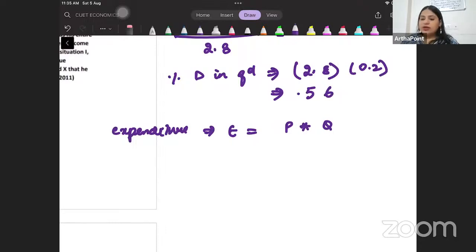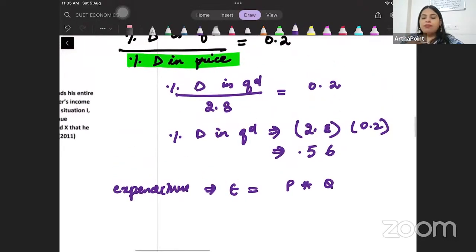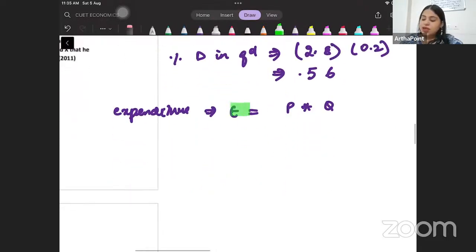Remember that here it is not given, so I will have to try with both positive and negative values of elasticity because it is not given to me whether it is a normal good or a Giffen good. Ideally, by default, price elasticity should have been negative, so it should have been minus 0.2. But since it is not given to me, I will have to try with plus 0.2 also. What is expenditure? Expenditure is price into quantity.